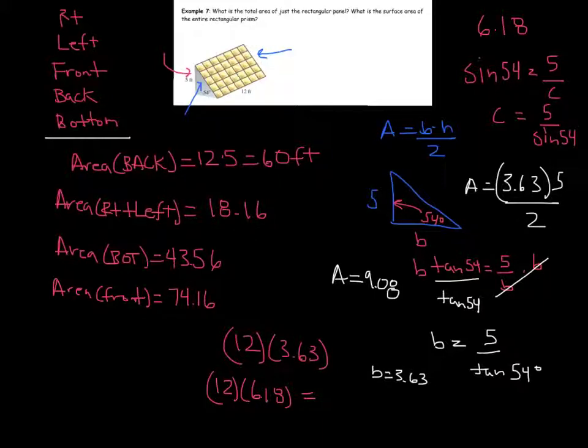Now, total surface area is adding up the back, the right, the left, the bottom, and the front. And when we do that, let's see what we get. We get, as a final answer, somewhere pretty close to 195.88. And that's in square feet, because this is in area.